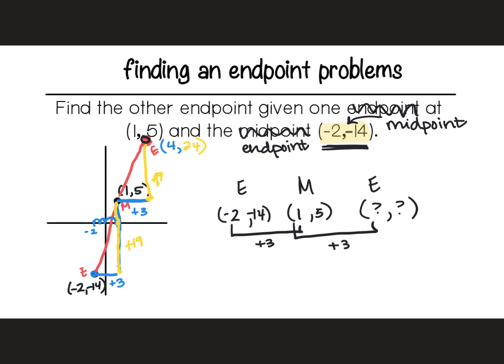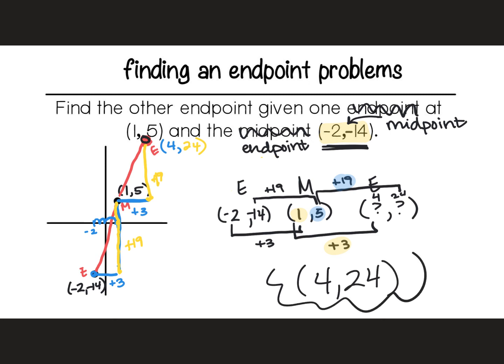So 1 plus 3 gives me 4. Similarly, if I talk about the y's, how do I get from -14 to 5? Well, I have to add 19. So then to get from the midpoint to the new endpoint, I'd also have to add 19. So then I'd have 5 plus 19, and that's where that 24 comes from. So again, this was 4, 24.